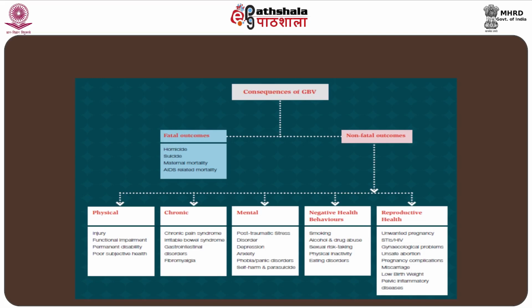Gender-based violence also leads to a lot of reproductive health problems. Unwanted pregnancy is one of the important outcomes of marital rape, and it often leads to contracting diseases like STDs and HIV. Marital rape or sexual attack also causes problems like gynecological or obstetric problems, unsafe abortion, pregnancy complications, miscarriages, low birth weight, pelvic injuries, and so on.